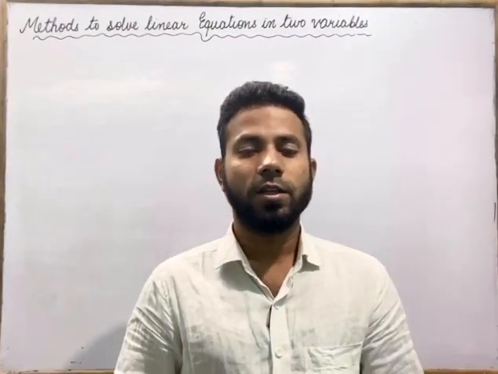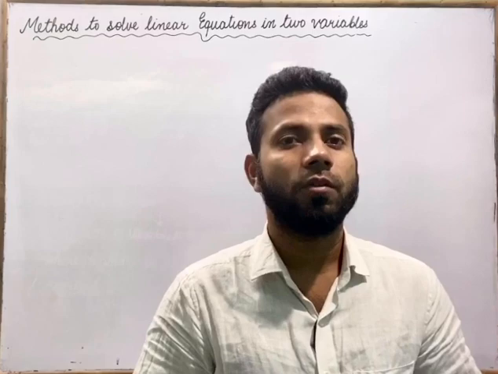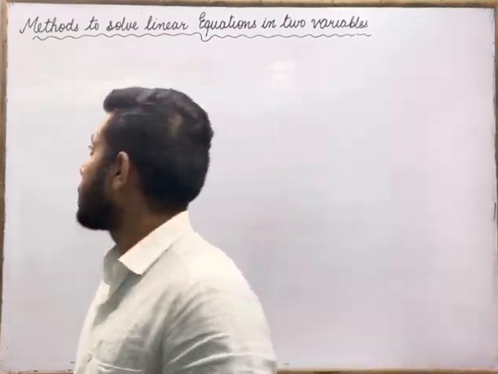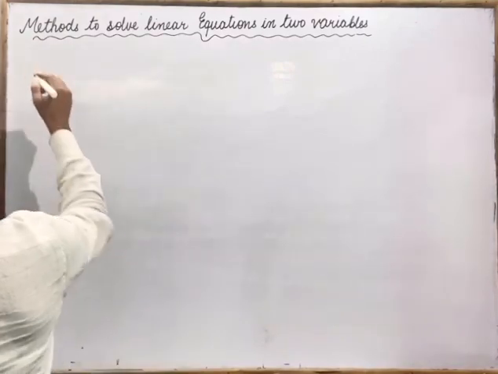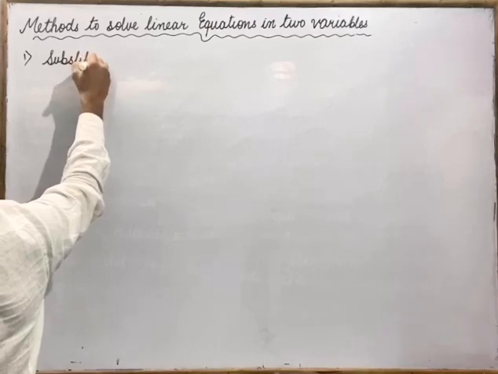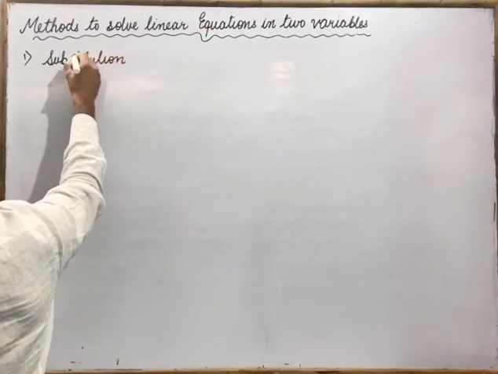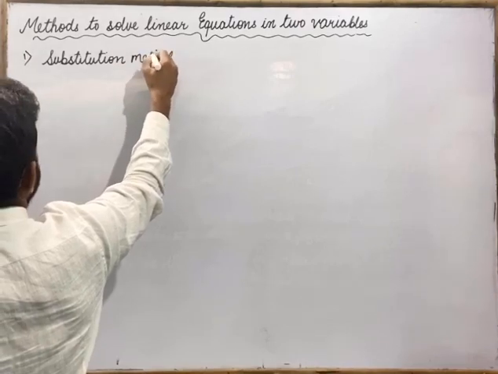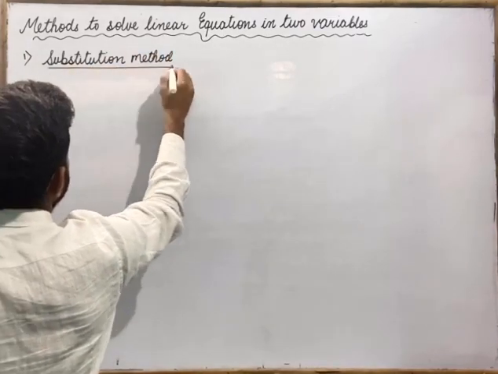Hello students, today we will study how to solve linear equations in two variables. The first method that is known to solve linear equations in two variables is the substitution method. What does substitution method mean? I'll give you a very simple example about the substitution method.